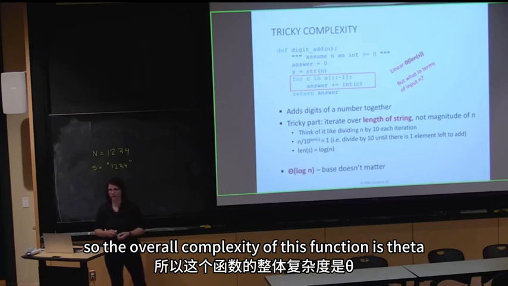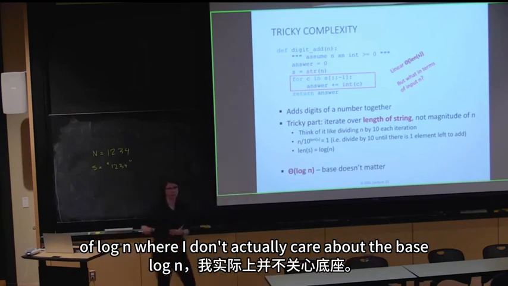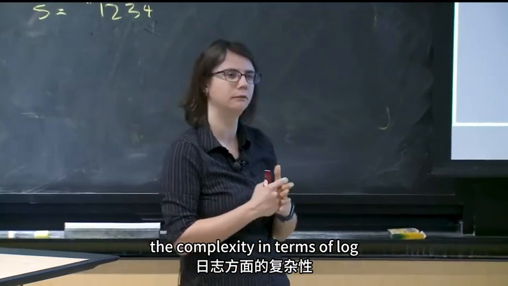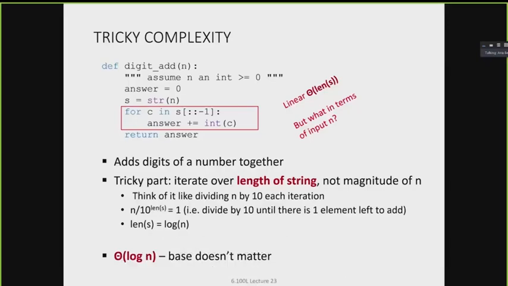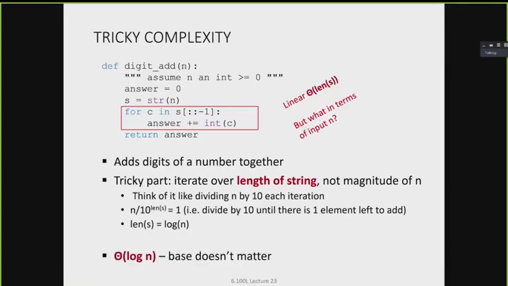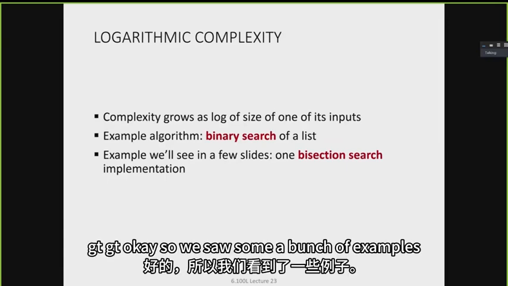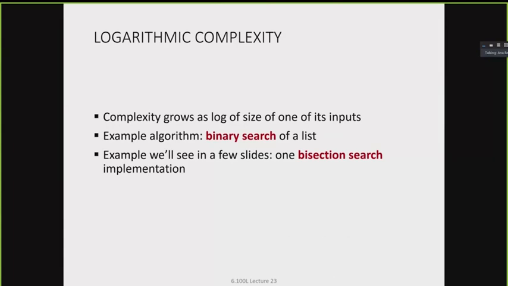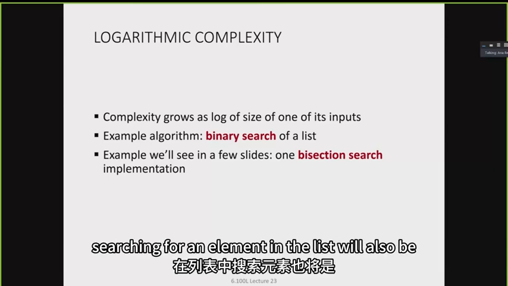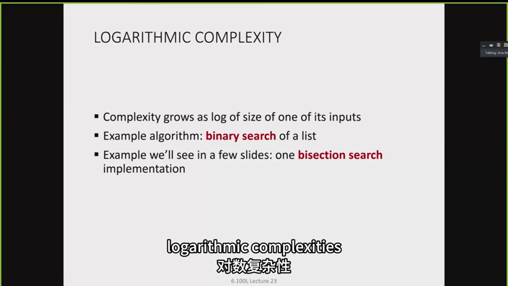Okay. So the overall complexity of this function is theta of log n, where I don't actually care about the base when I report the complexity in terms of log. In this case, it's base 10, but if it was base 2, it would be the same, log n. Okay, so we saw one example of logarithmic complexity. But we're going to see next that searching for an element in a list will also be logarithmic complexity.